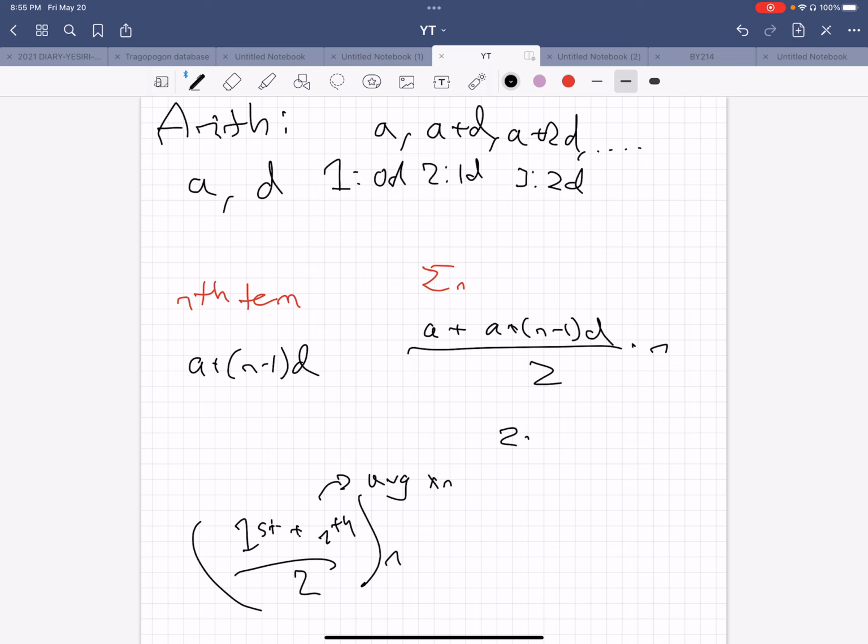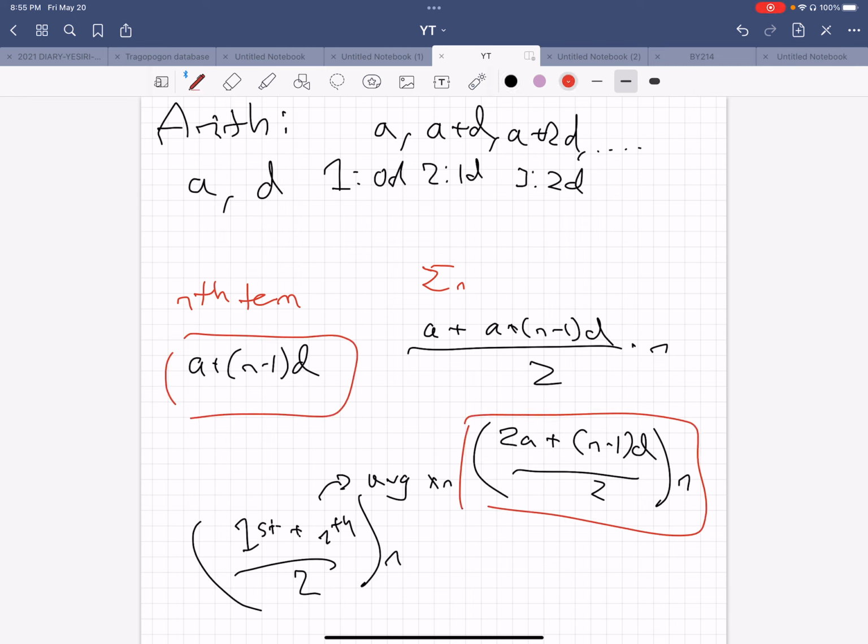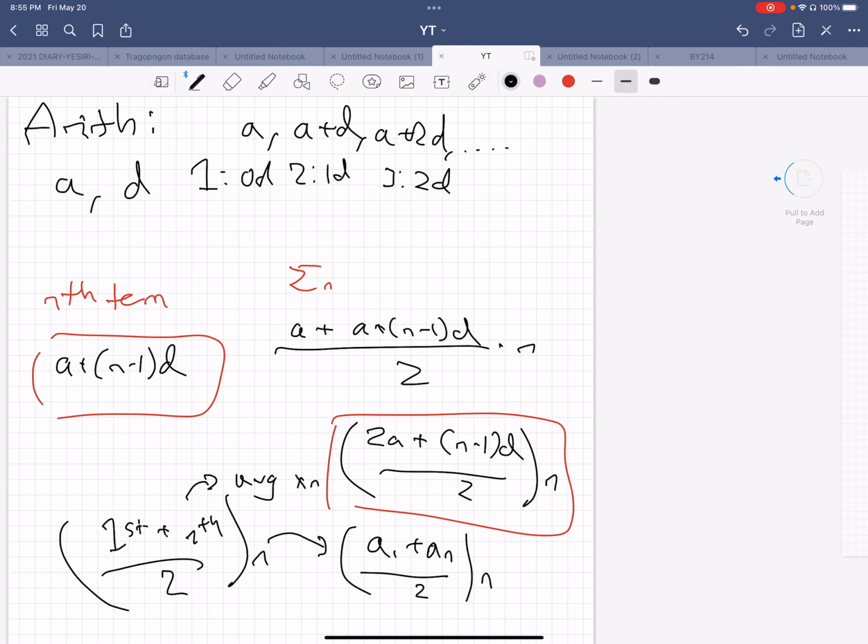And now if we simplify this, we'll get a very familiar formula. And those are all of your formulas for arithmetic sequences. There are also other formulas like a1 plus an over 2 times n, but once again, that's just going off of this definition, so I'm not going to go over it.